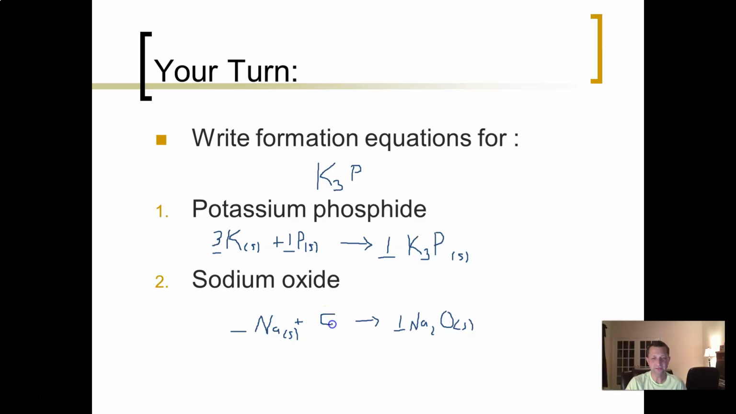plus oxygen. It's O2. It's a diatomic gas. Okay. Let's balance it. We need 2 sodiums. We need 1. Oh no, it's a lie. It's 2. No, it's 1. I can't read my writing. You need 1 oxygen, so you need to put a half here. Okay. 2 Na plus 1 half O2 yields Na2O. Done.